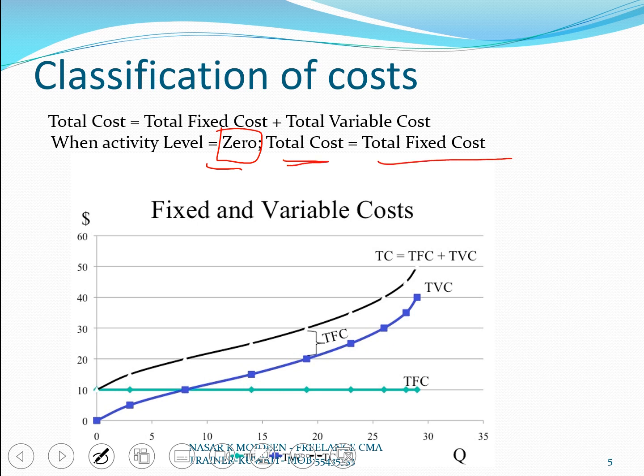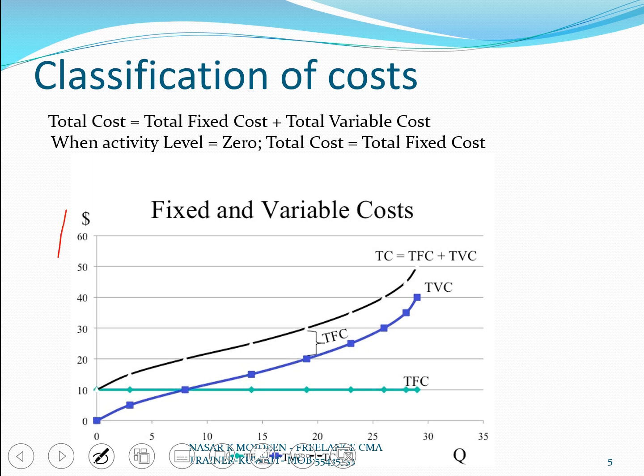But still you have to pay your rent, right? As long as you are occupying the place, you have to pay the rent regardless of your production level. So when the activity level is 0, that means you don't produce anything, so your total cost is going to be your total fixed cost. Here you will not have any variable cost. Okay, so that is what is explained in this graph.